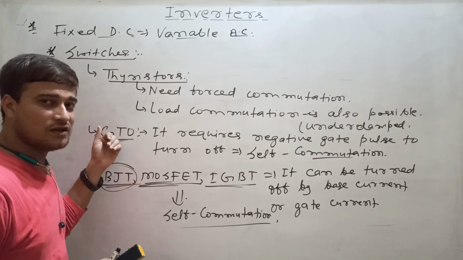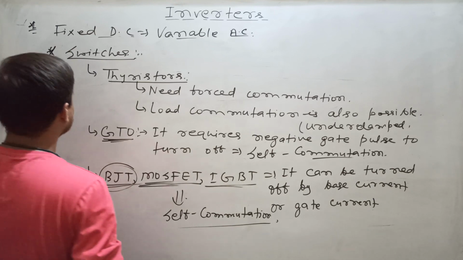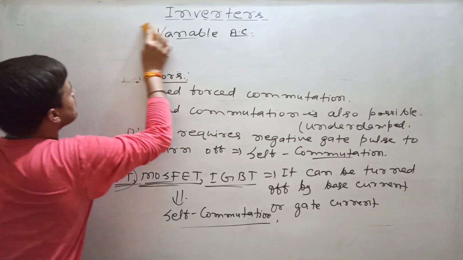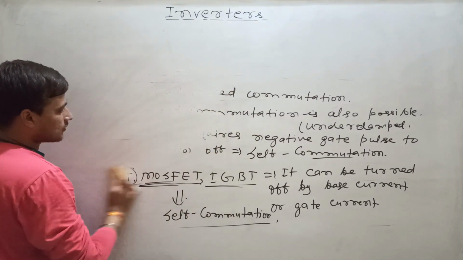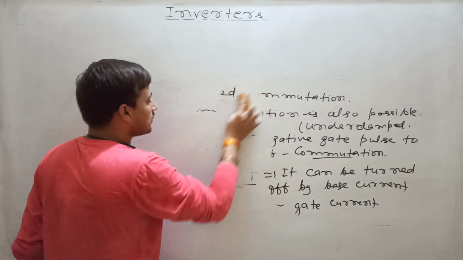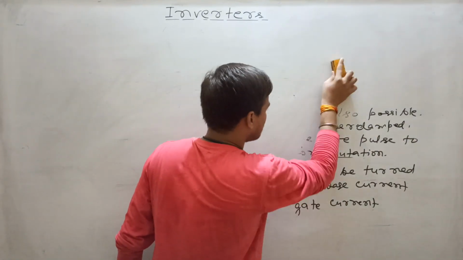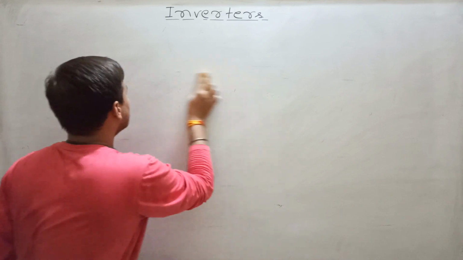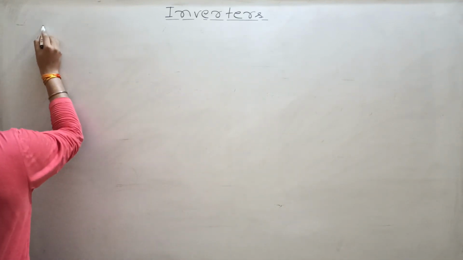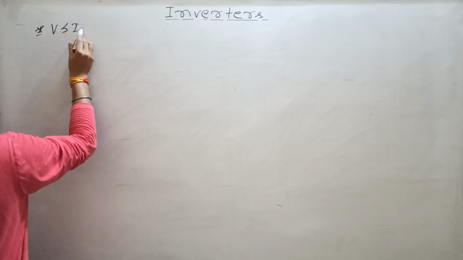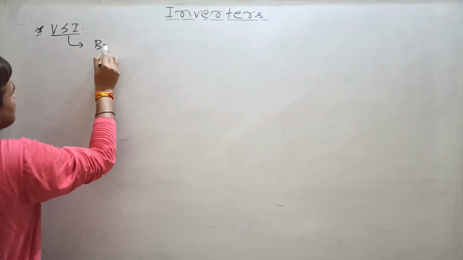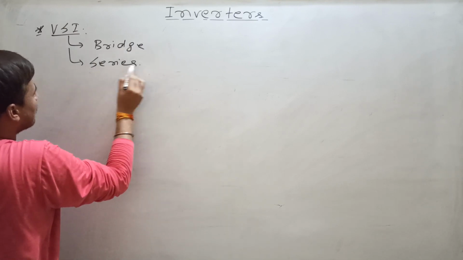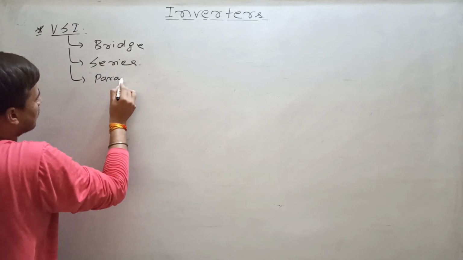You can use thyristors, you can use GTO, you can use transistors. Clear? So now let us see the voltage source inverters. Now I am writing voltage source inverters are of three types. That means that depending upon the circuit, there are three different types of circuits of voltage source inverters. First one is bridge circuit, second one is series inverters, third one is parallel inverters.